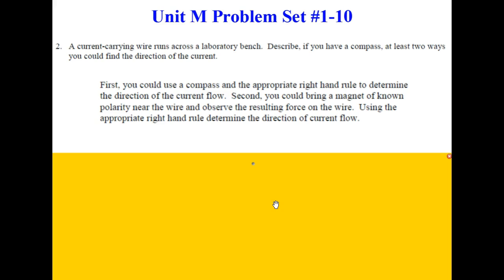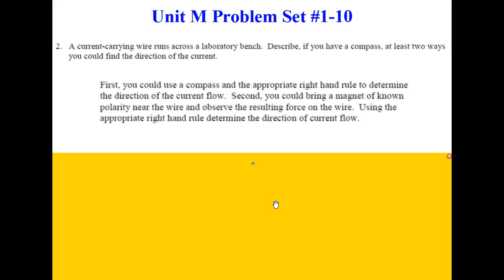So the current carrying wire creates a magnetic field. If you bring, say, a bar magnet where you know which end the North Pole of the bar magnet is, if you bring it near, the bar magnet is either going to be attracted to or repelled by the magnetism created above or below, or in front or behind the current carrying wire. So by knowing the polarity of the bar magnet, you can figure out the direction of the magnetic field.